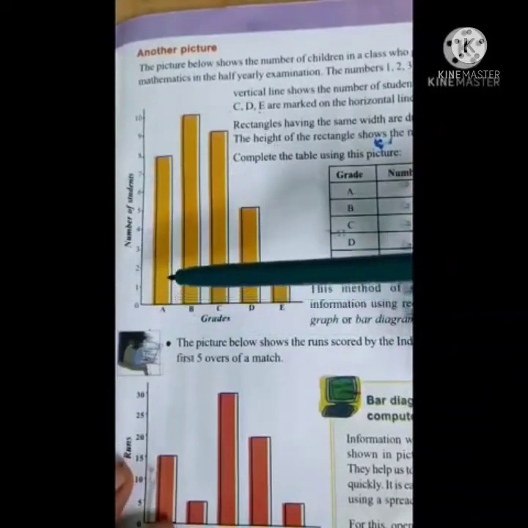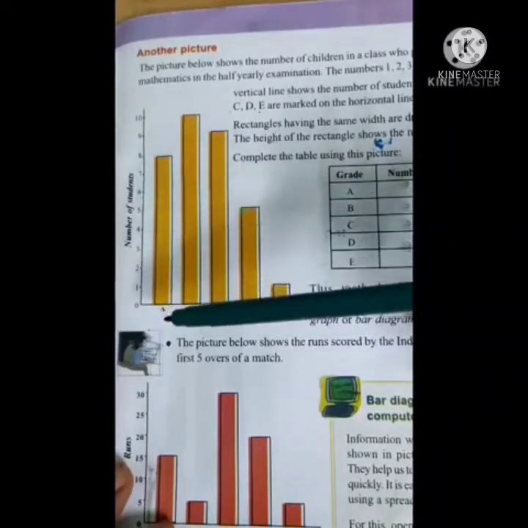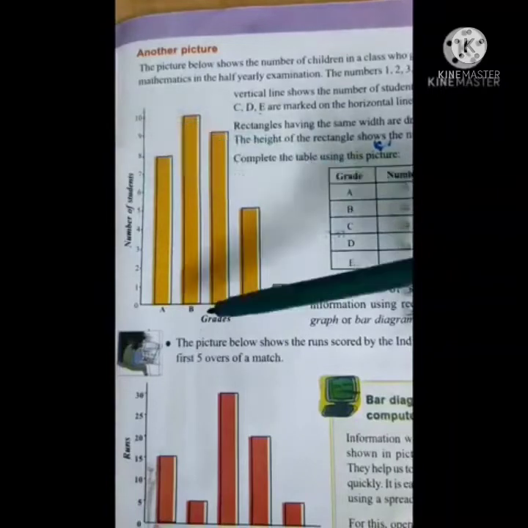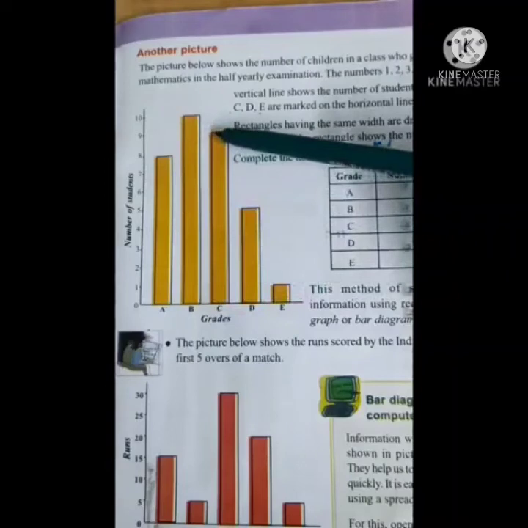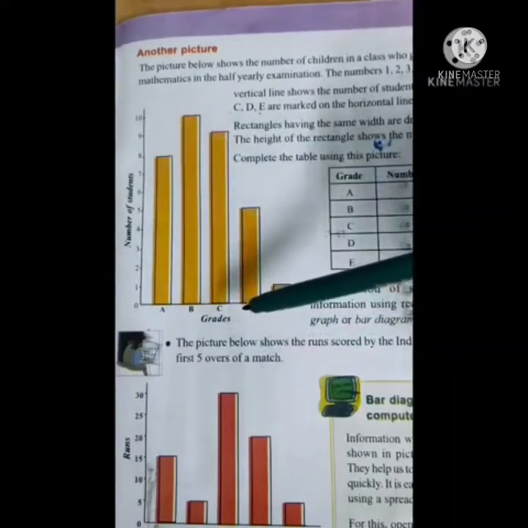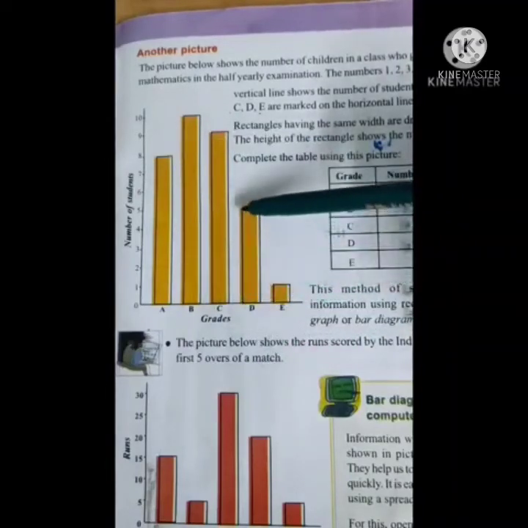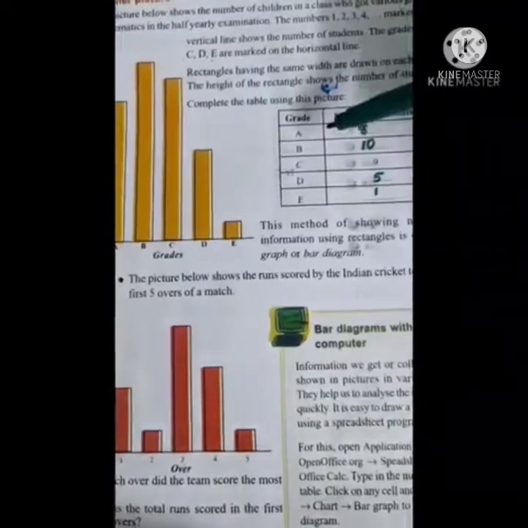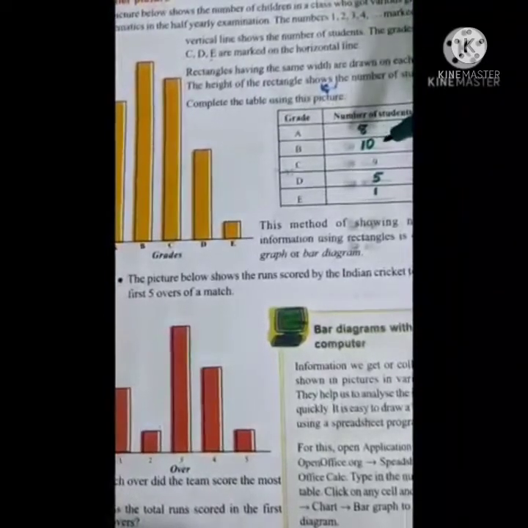By looking at the height of the rectangles drawn on the B grade, we can see that 10 students got B grade. Then the number of students who got C grade will be 9. The number of students who got D grade will be 5. And the number of students who got E grade, yes, 1 student got E grade. Now we have completed this table.